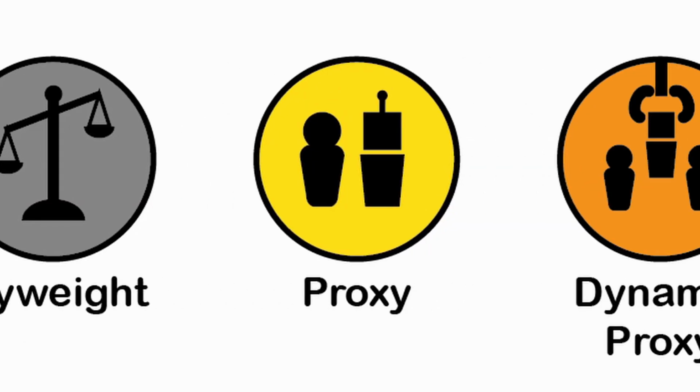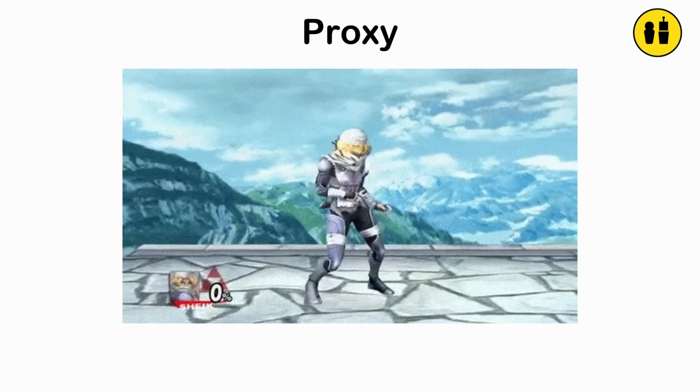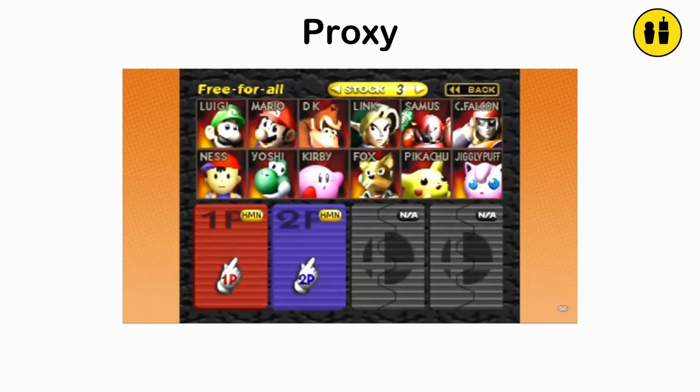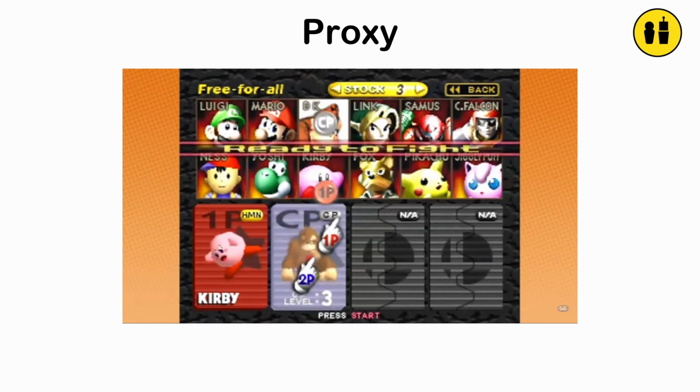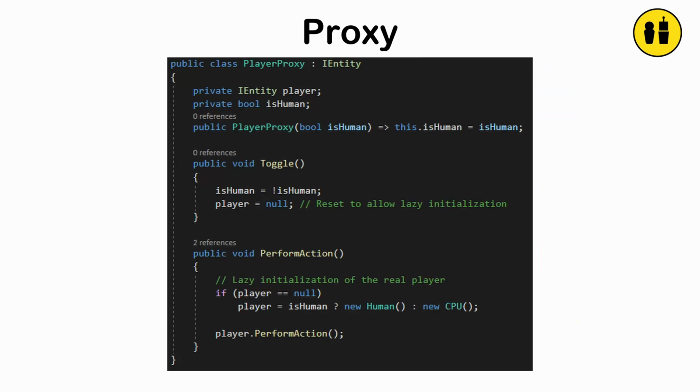The proxy pattern. Sometimes you need a stand-in for another object to control access, improve performance, or add functionality. For example, in a multiplayer game, you could use a proxy to represent computer-controlled opponents or players not currently loaded into memory. The proxy provides placeholders for data and loads the actual object when needed.